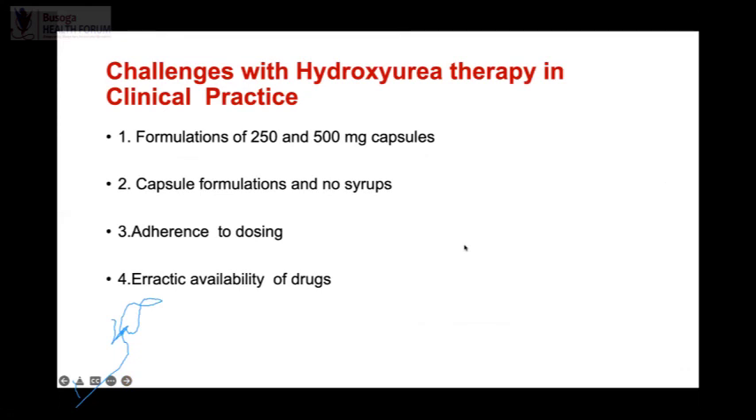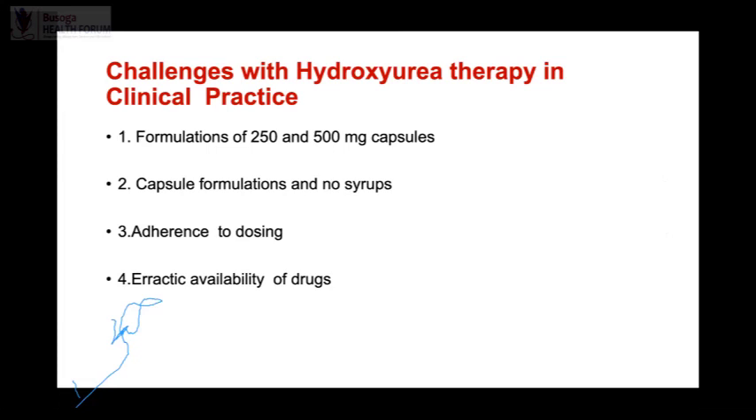So what are the challenges we anticipate that you're going to get when you start using hydroxyurea in your clinic or your hospital? The formulations that we have, we only have 250 and 500 milligram capsules. So for adults, that's okay, because sometimes you're at 1 gram, so you take 2 capsules. But for children, there is a 500 milligram capsule, and they only need maybe 250 or 200. How do you actually get an effective dose?